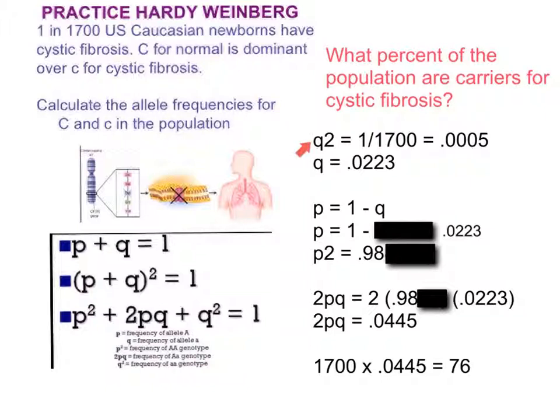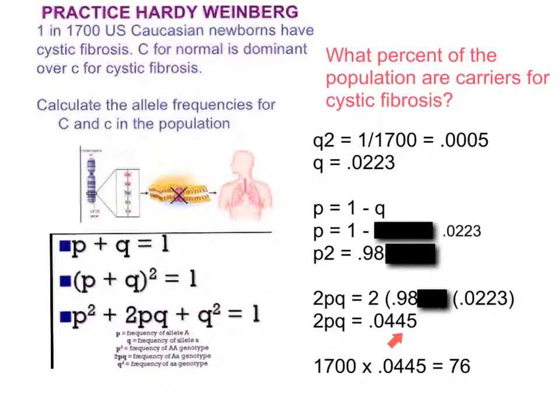The first thing we're going to do is calculate our individuals that have cystic fibrosis. We know that is 1 in 1,700. So we take 1 divided by 1,700, and that gives us our q squared. We take the square root of that, and that gives us q. p equals 1 minus q, so 1 minus 0.0223. We get 0.98. I did round just a tiny bit. To get our carrier state, we take 2 times p times q.